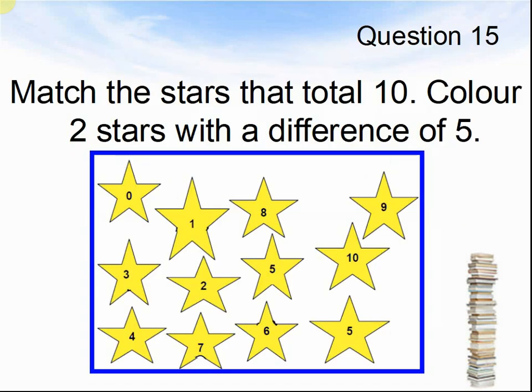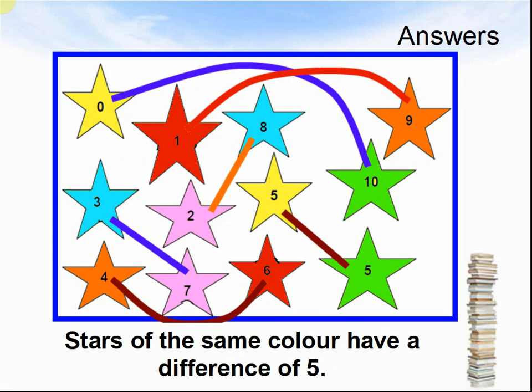Question 15. Match the stars that total 10. Colour 2 stars with a difference of 5. Pause the video until you are ready to see the answers. Here come the answers. The answers are 9 and 1, 10 and 0, 8 and 2, 5 and 5, 6 and 4, and 7 and 3.